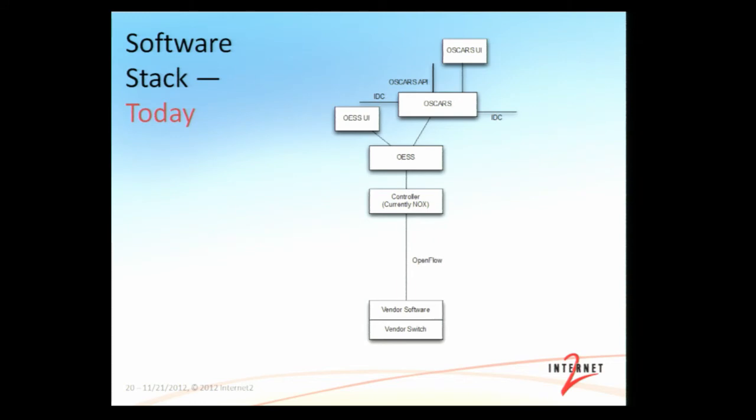So I got a lot of questions at the Genie meeting about exactly what software stack you're using to put all this together, and how that interoperates with everything else. This is basically the software stack that we're running today. We have the vendor switch, be it the Brocade or the Juniper, with the beta version of their software that implements OpenFlow on its northbound interface.